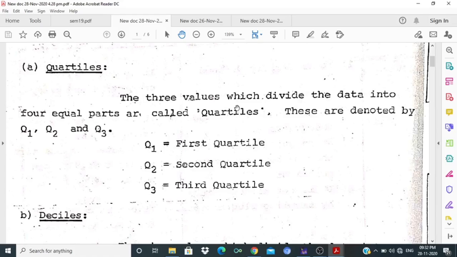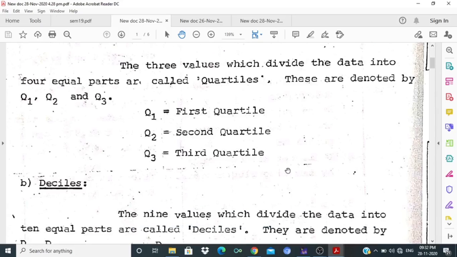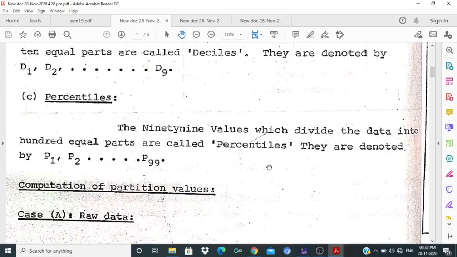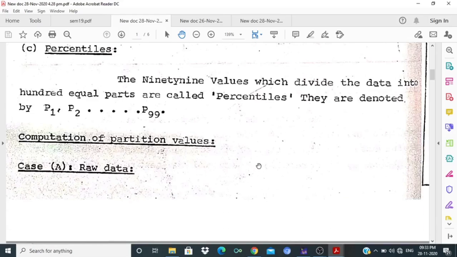There are three values which divide the data into four equal parts, and they are called quartiles. These quartiles are denoted by Q1, Q2, Q3. Q1 is the first quartile, Q2 is the second quartile, Q3 is the third quartile. Similarly, deciles are the 9 values which divide the data into 10 equal parts. They are denoted by D1, D2 up to D9. Percentiles are 99 values which divide the data into 100 equal parts, and they are called percentiles. They are denoted by P1, P2 up to P99.